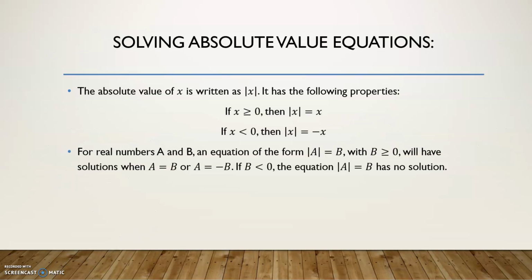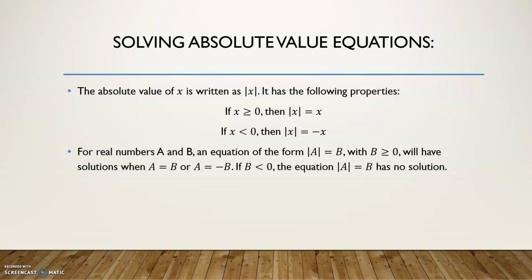Okay, now let's go about looking at solving absolute value equations. So the absolute value of x is written as you got 2 bars on each side of x. And here are the following properties. If x is greater than or equal to 0, then, so basically if it's 0 or if it's positive, the absolute value would just be x. Or the term within the absolute value is just x.